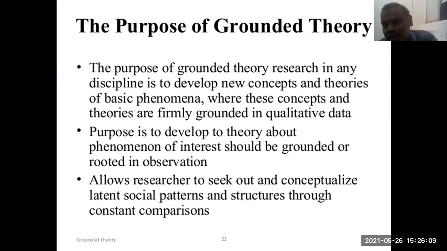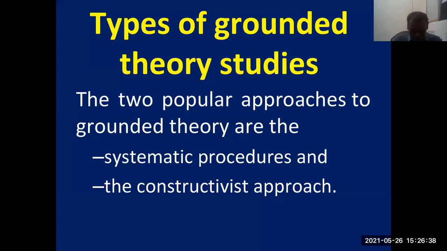The tool we mostly use in grounded theory is observation. Observation is the most prominent tool when you are applying grounded theory. It allows researchers to seek out and conceptualize a latent social pattern and structure through constant comparison. Through your observations, you can compare different phenomena, and through your comparisons, you can come up with a new theory. There are two types of grounded theories: one is the systematic procedure, and another is the constructivist approach.